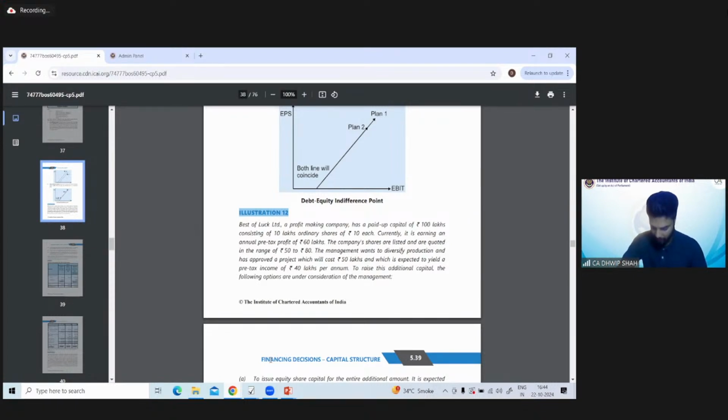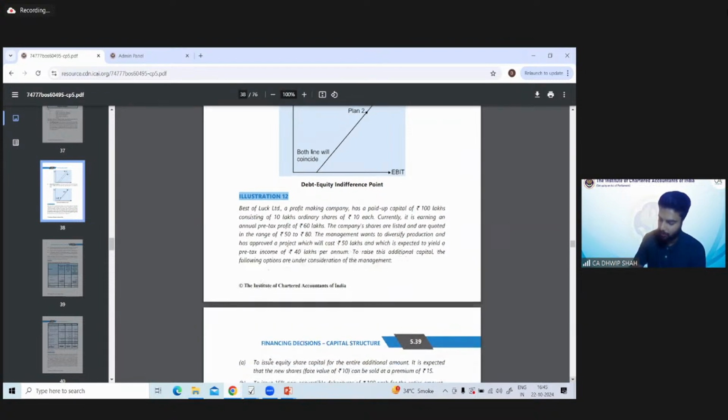Now the management wants to diversify the production and has approved a project which will cost 50 lakhs, and which is expected to yield a pre-tax income of 40 lakhs per annum. Understand the question. Management is taking a project of 50 lakh. They will invest in the project and obviously earn some return. So on the investment of 50 lakhs, the company is earning additional pre-tax income of 40 lakhs. Current profit is 60 lakhs, but by taking this project, additional 40 lakhs EBIT is generated. Is everyone following?